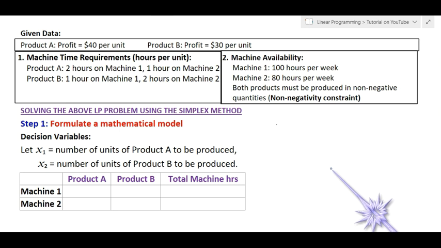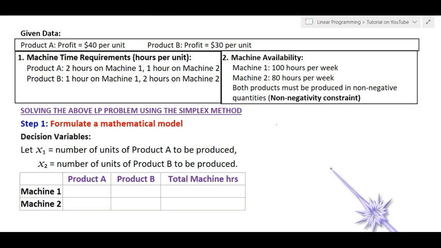If we divide this by 5 working days a week, that will be 20 hours a day. The meaning is that this machine 1 can work for a maximum of 20 hours a day. If you work for more than 20 hours a day, you are overstretching the machine. So the maximum it can work is 100 hours a week, 20 hours a day.